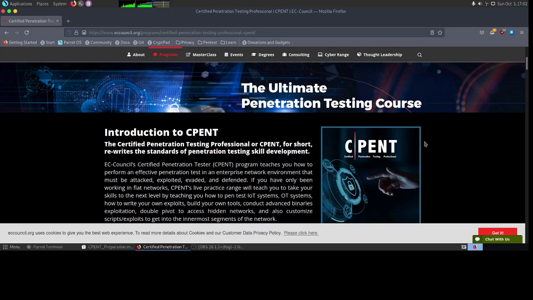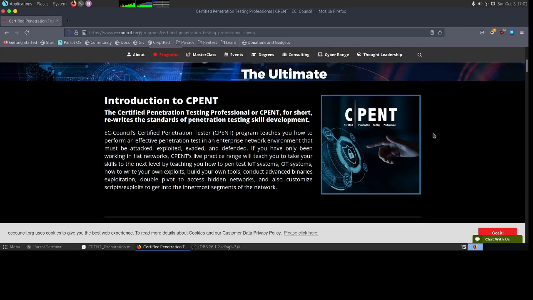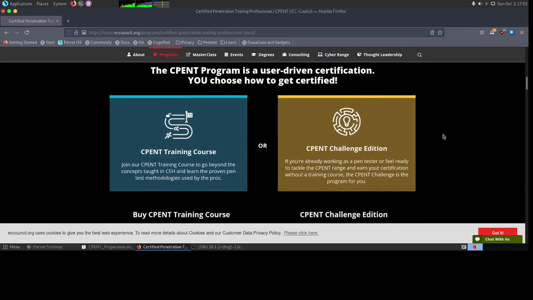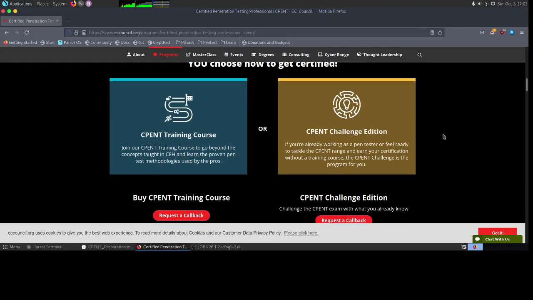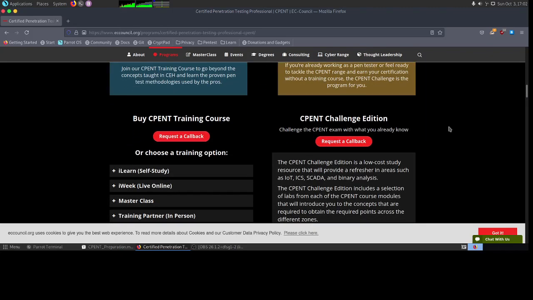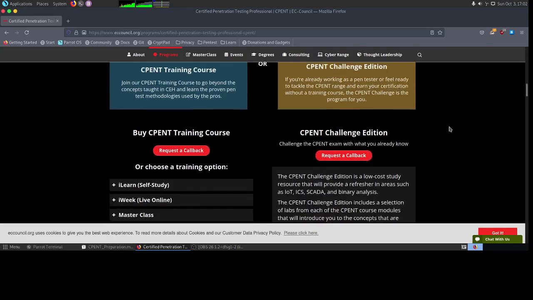If you don't know about CPENT, this is a course from EC Council. A lot of people compare this with OSCP. I am not going to do that, but I am just going to talk about CPENT. There are two ways you can give this exam. You can either take it with the training course, or you can take the challenge edition where you will just get the exam and you don't have to go through the training.